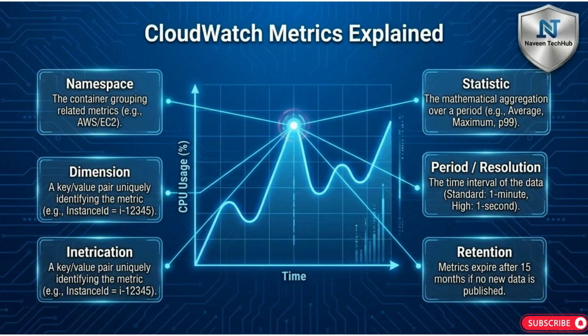CloudWatch metrics are time series data points. For example, EC2 CPU utilization can be recorded every minute. Over time, we can see whether CPU is normal, increasing, or spiking. A metric usually has a namespace, such as AWS/EC2. It has dimensions, such as instance ID. It has a statistic, such as average, maximum, or sum. It has a period, such as 1 minute or 5 minutes. And CloudWatch stores this data for analysis and troubleshooting. In interviews, remember this: metrics tell us what is happening numerically over time.